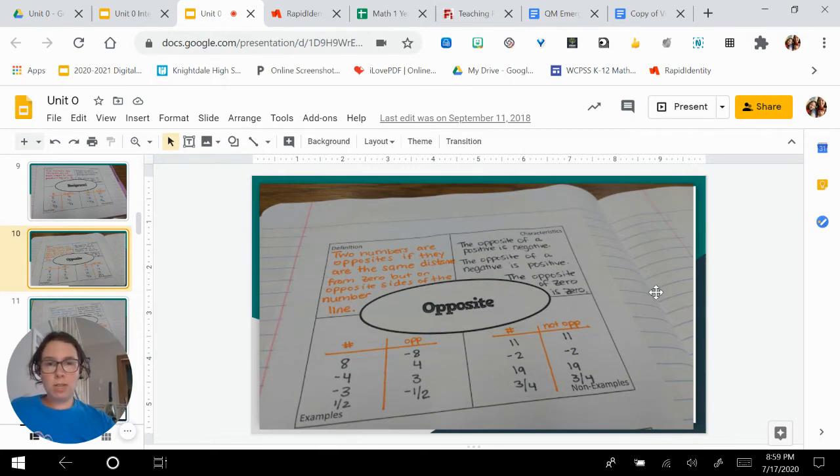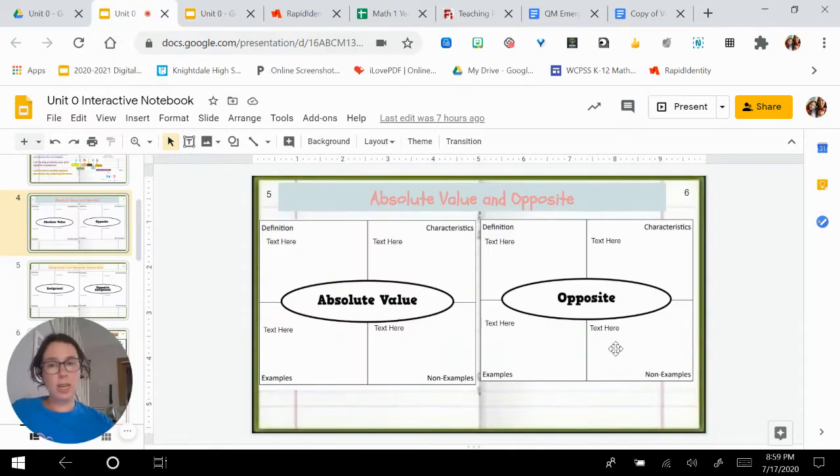So some characteristics. The opposite of a positive is a negative. The opposite of a negative is a positive. The opposite of 0, again, like absolute value, is just 0. Okay, and then we have some examples here of 8 and the opposite of -8 and so forth. And there's some non-examples. So I didn't change anything, so they're not opposites. Okay, so that's what you would type in to here.